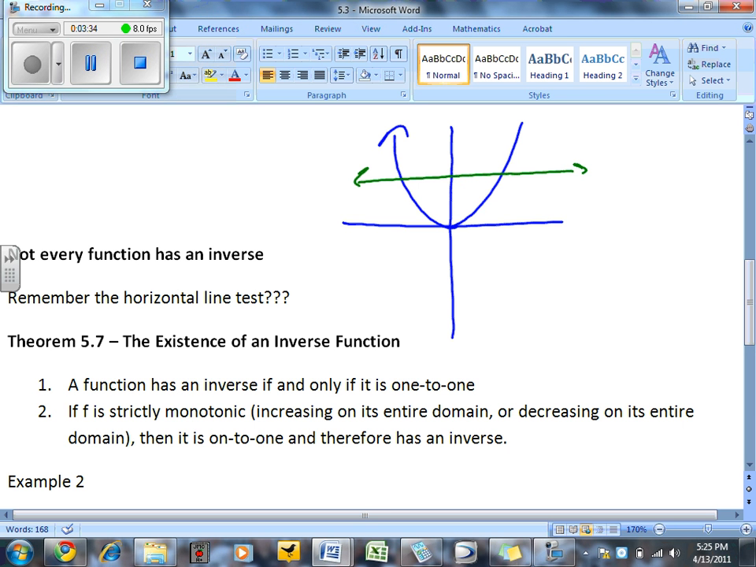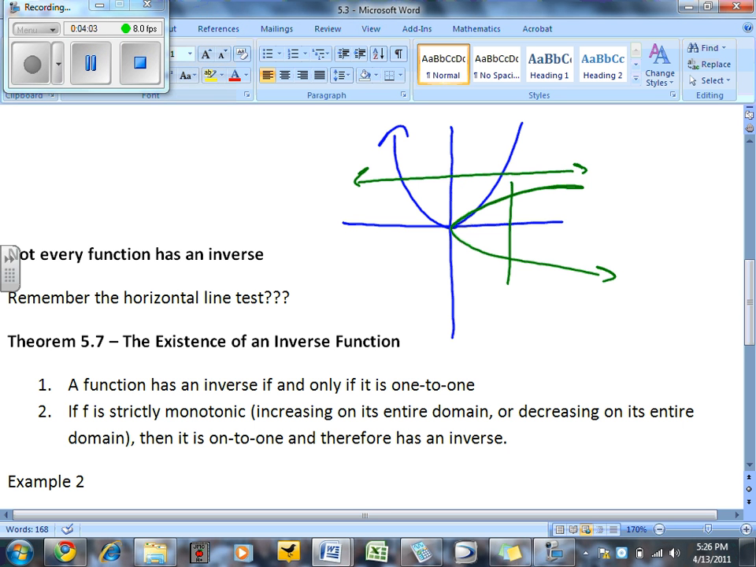And if you think about it, the inverse of x squared is a square root of x function, but if you graph both sides of the square root of x function right here, this does not pass the vertical line test. That's not a function. So if it does not pass the horizontal line test, it does not have an inverse. And that's what Theorem 5.7 says down here. A function has an inverse if and only if it's one-to-one, and that's what the horizontal line test shows.